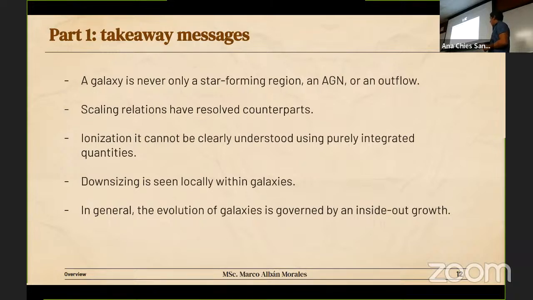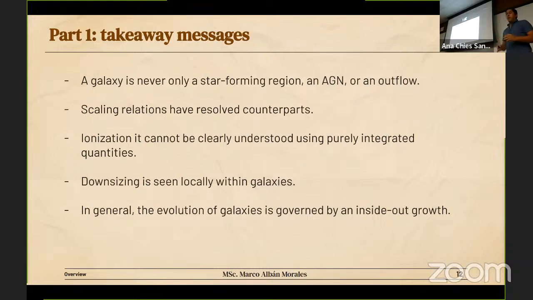All right, so you can learn a lot of things with spatially resolved spectroscopy. Some takeaway messages here are that galaxies, and I quote this directly from this review, can never be considered just as a star-forming region, just as an AGN, or just as an outflow. The scaling relations, most of them have resolved counterparts. There's still some evidence to unmantle there, but most of them have resolved counterparts.